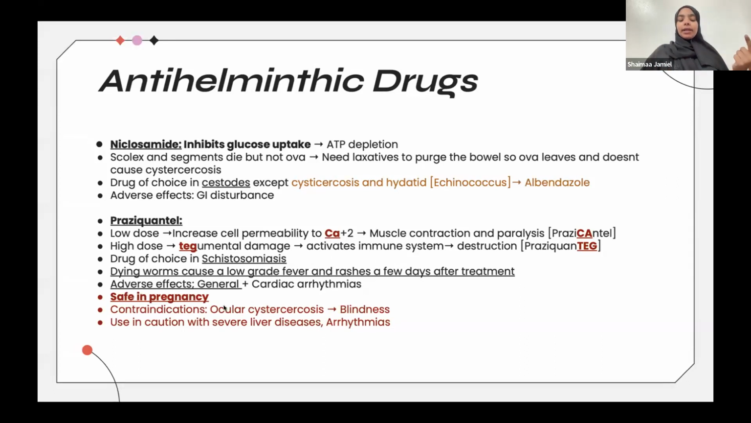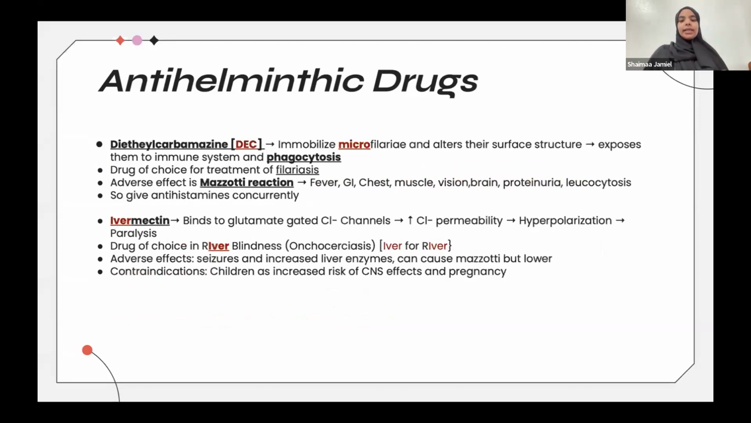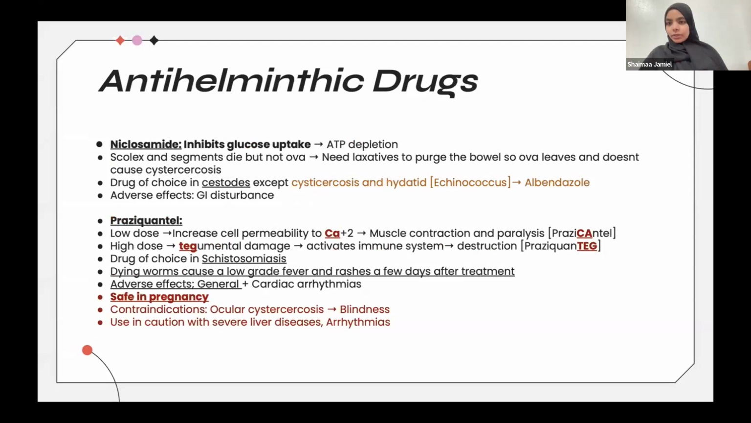Another contraindication is ocular cysticercosis, because when you kill the cysticercosis there, it's going to cause permanent eye damage and permanent blindness, okay? However, this is the first drug that is safe in pregnancy. Praziquantel is safe in pregnancy. The others are contraindicated in pregnancy, okay? So there's a question: is albendazole for neurocysticercosis or specifically? No, for cysticercosis in general. Albendazole for cysticercosis and hydatid.